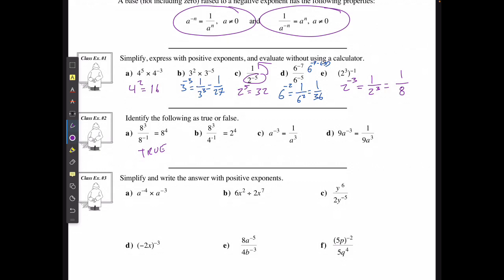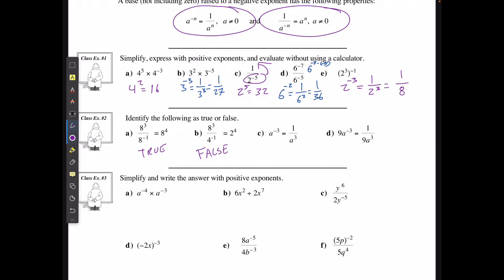When I get to example B, 8 to the power of 3 over 4 to the negative 1 is equal to 2 to the power of 4. You can try it in your calculator. This is false. I can't combine them like this because they don't have the same base.